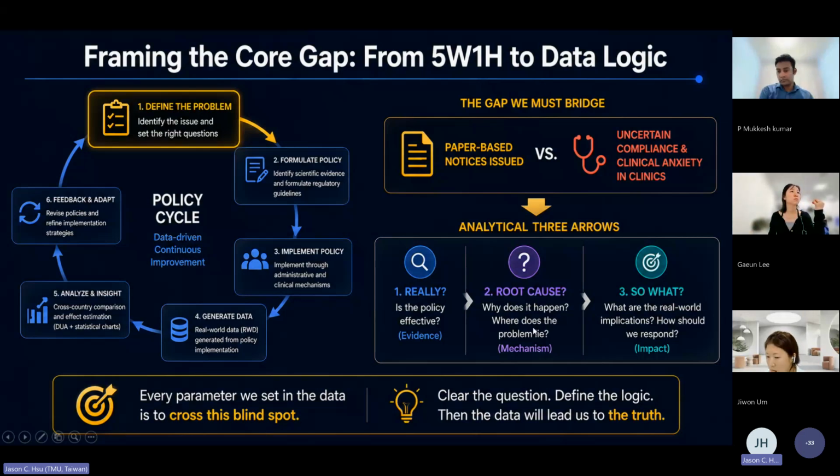So this is why it happens, and where the problem lies. The last one is: so what? What are the real-world implications, and how should we respond? What are the clinical implications, and how should we optimize the safety policies further? So every parameter we set in the data is to close blind spots, clear the question, define the logic, and then the data will lead us to the truth.